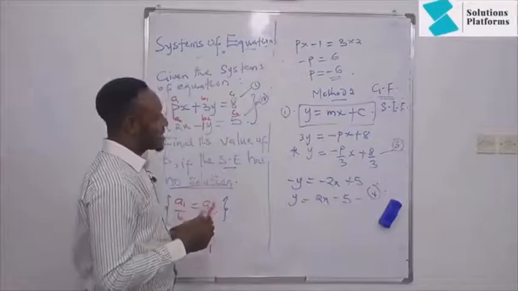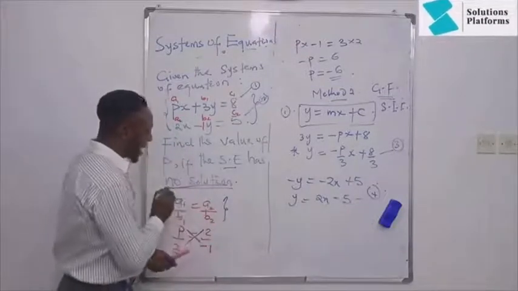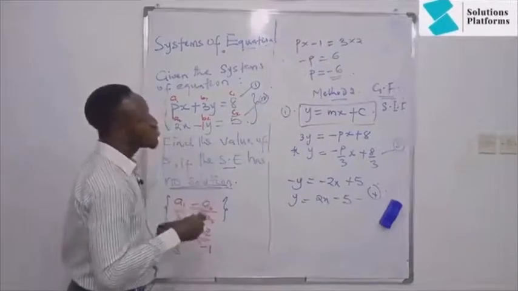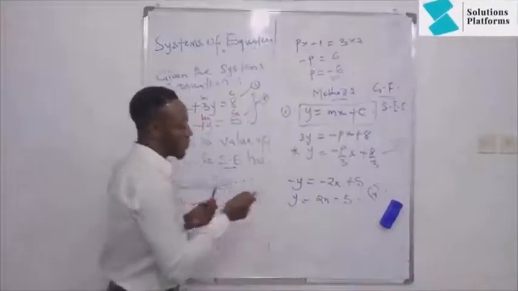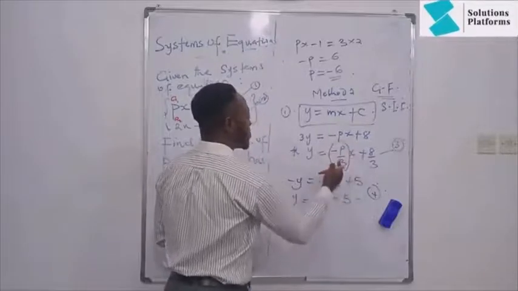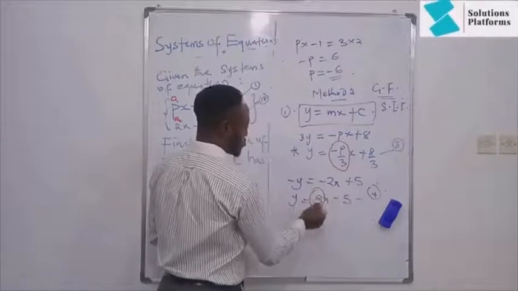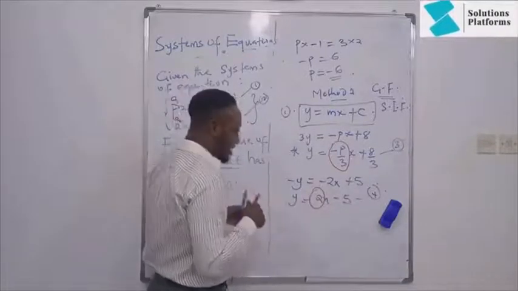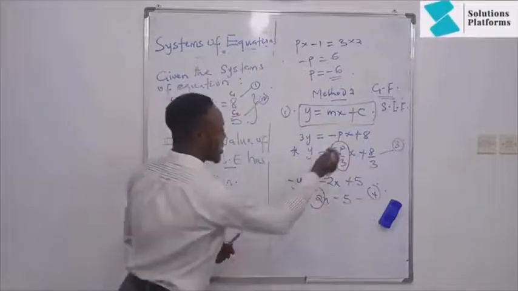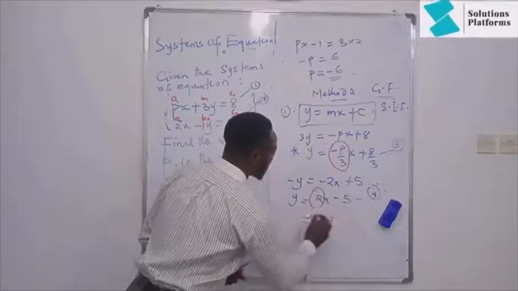And I said something earlier, when it is given that a system of equations has no solution, what it means is that the gradients from the 2 lines, from the 2 equations will be equal. So for example, the gradient from this equation is negative p over 3, while the gradient from this equation 4 is 2. So I'm going to equate their gradients because you are told that the system of equations has no solution. So equating their gradients, negative p over 3 equals 2 over 1.